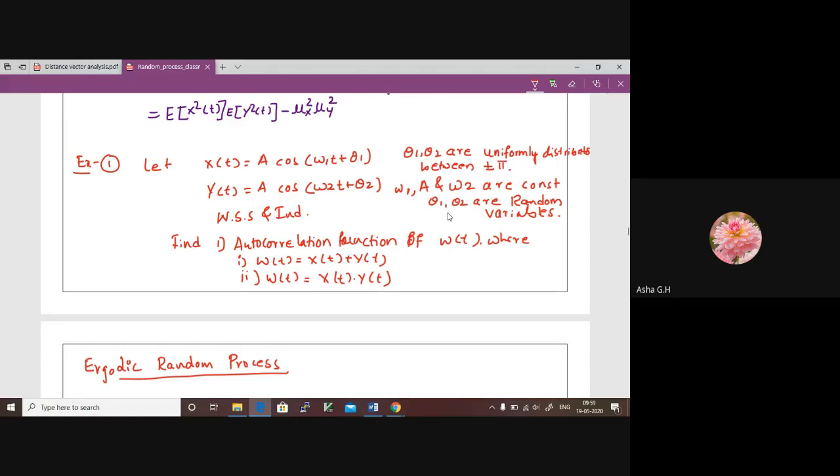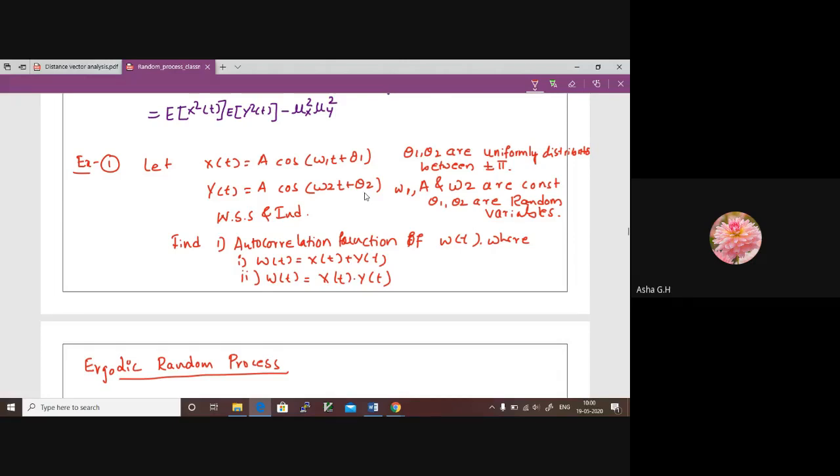So maybe based on the discussion we had, you can just try to find out the answer for this. Theta 1 and theta 2 are the two random variables. A, w1, w2 are constants. Now when these two are uniformly distributed, f theta 1 of theta is equal to what? The PDF of the first random variable is 1 upon 2 pi, and the PDF of the second random variable is also equal to 1 upon 2 pi.